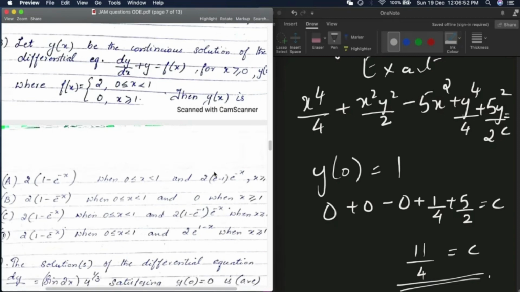Let yx be the continuous solution of the differential equation dy by dx plus y is equal to fx for x greater than or equal to 0, where fx is 2 in the interval 0 to 1 and 0 for x greater than or equal to 1. Then yx is, it's given two parts, fx. So you have dy by dx plus y is equal to 2. And dy by dx plus y is equal to 0 in the two intervals, 0 to 1 and 1 to infinity.